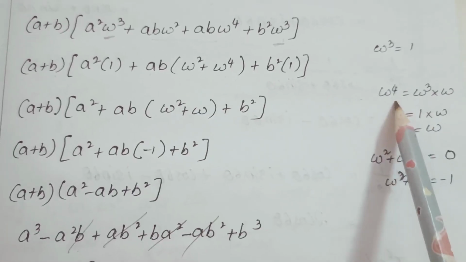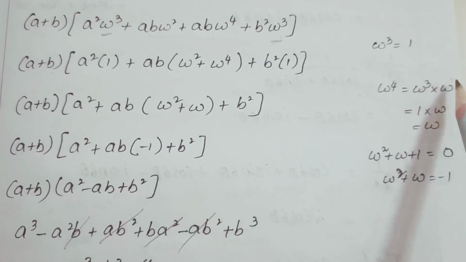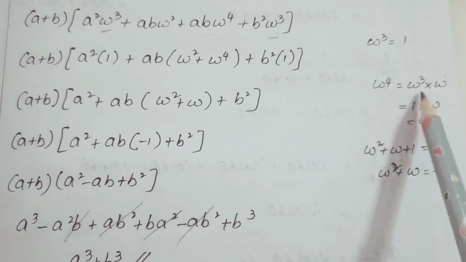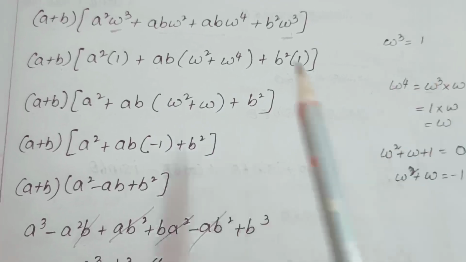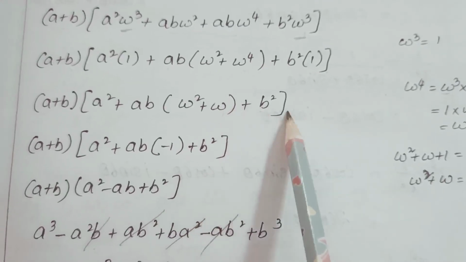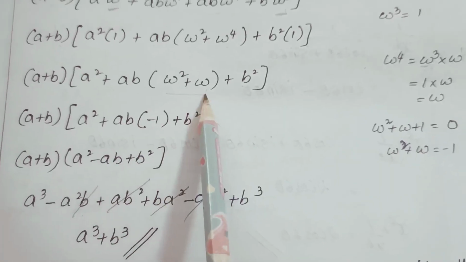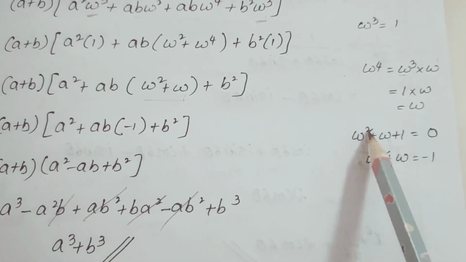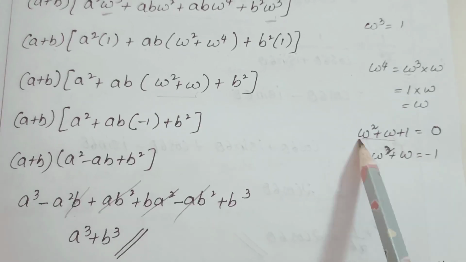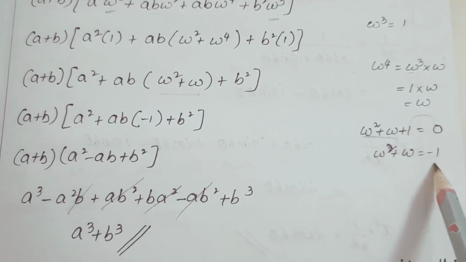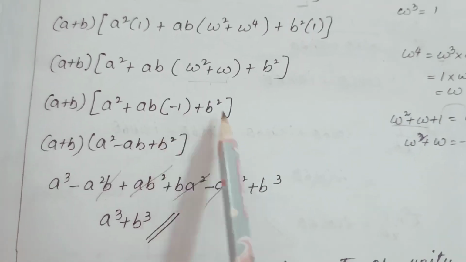See, omega power 4 can be written as omega cube into omega. Bases are same, power should be added, so we can write it in this form omega cube, because we know the value of omega cube. So 1 into omega is omega. So we are writing a plus b, a square plus ab, omega square plus omega plus b square. We know one formula, omega square plus omega plus 1 is equals to 0. So we have omega square plus omega; take this 1 here, it will become minus 1. So in place of omega square plus omega, we can substitute minus 1.